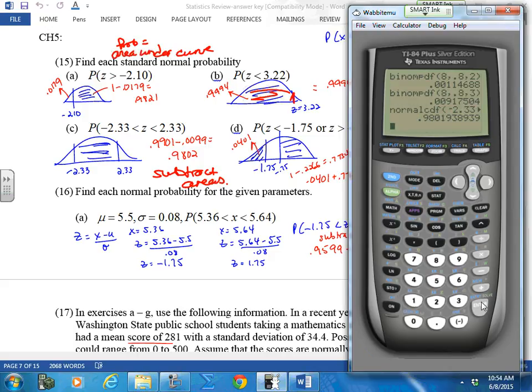That takes my z-scores, finds my areas, and subtracts my areas. It's great for the in-between. If I do 2nd VARS, normalcdf, say I want greater than 2.10, I have a lower limit and an upper limit. My lower limit is negative 2.10. My upper limit is my 999.